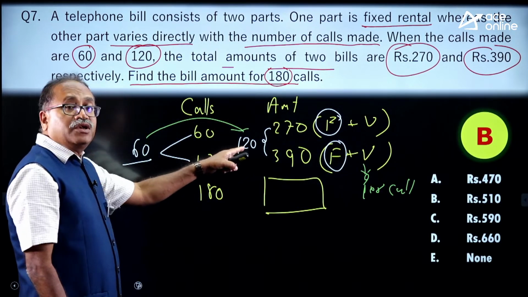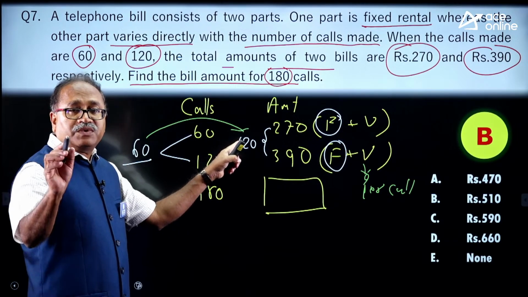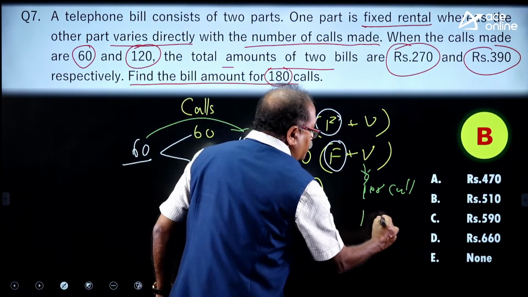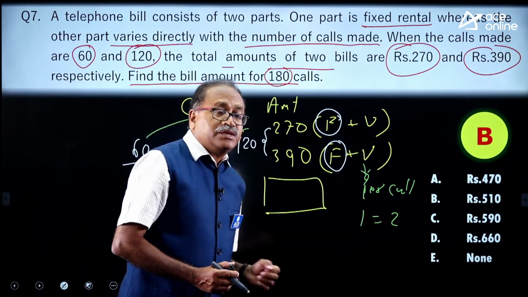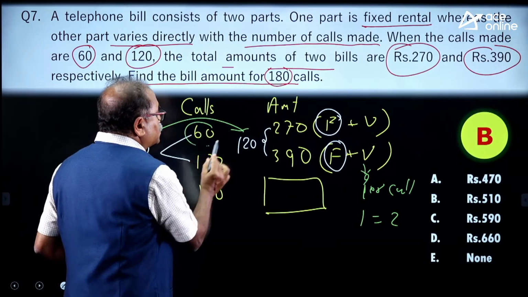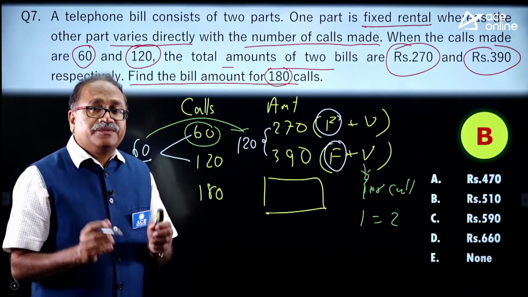For 60 calls, 120 rupees. That means per call 2 rupees. Then for 160 calls, how much amount should be for calls?